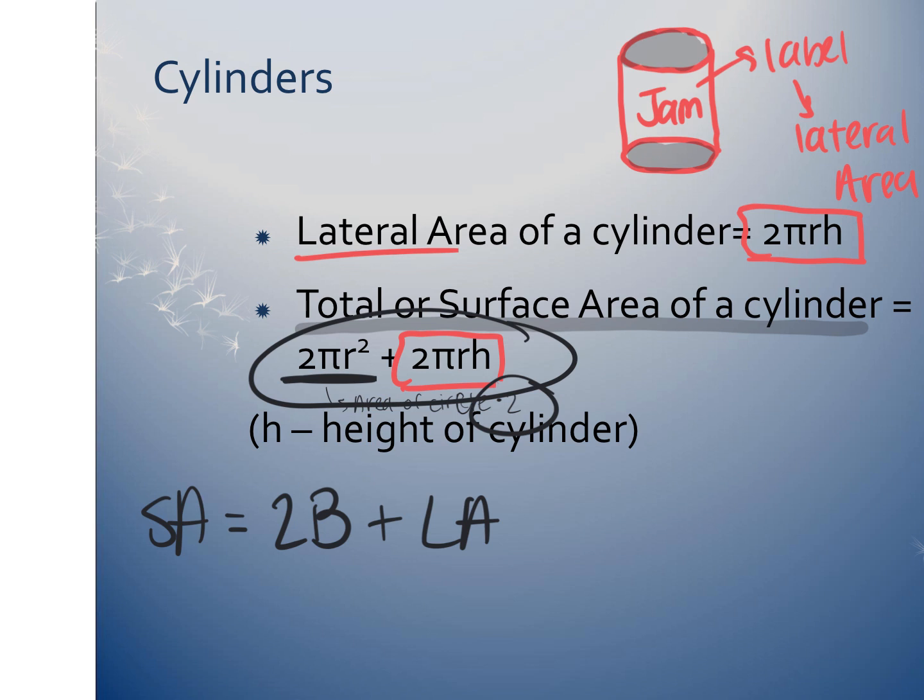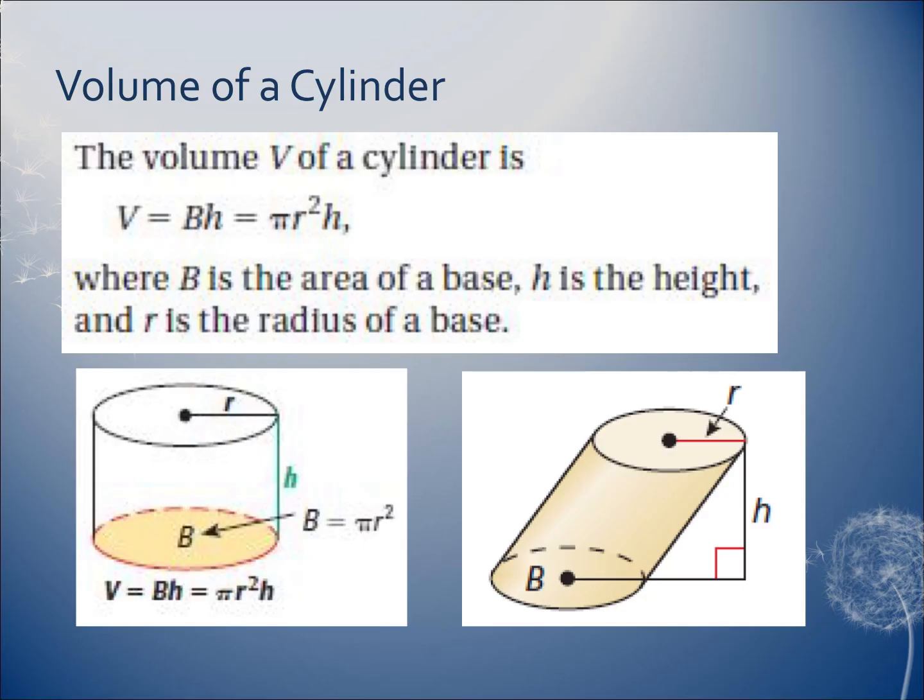So we've learned some formulas so far. We've learned the volume of a prism, which was volume equals area of base times the height. And we've learned lateral area, which is 2 pi rh. And we've learned surface area, which is 2 pi r squared plus 2 pi rh.